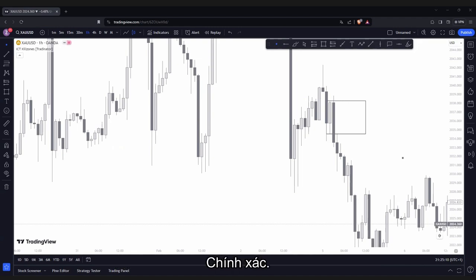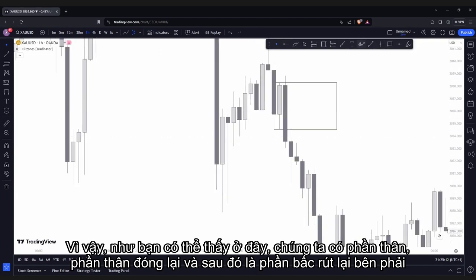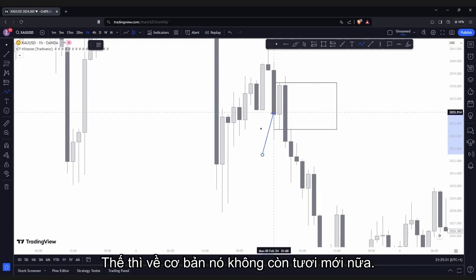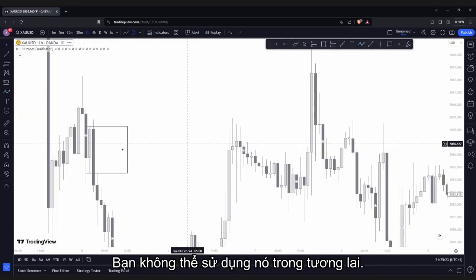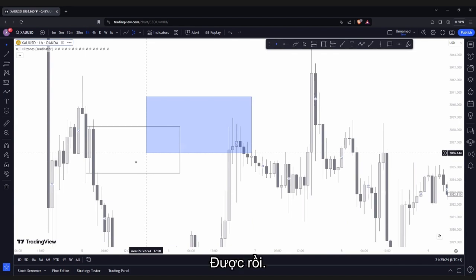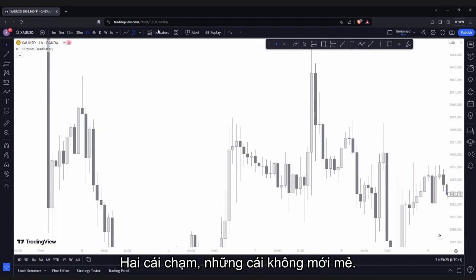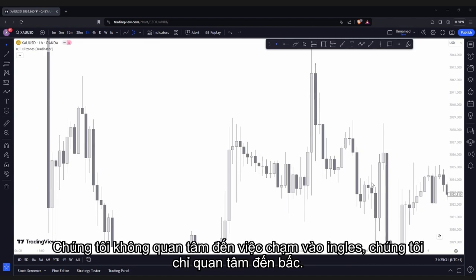Body, then wick, exactly. So as you can see right here, we have a body closure, and then a wick. Pull back right here, then basically it is unfresh. You cannot use it in the future, all right? Do touches make it unfresh? Okay, we don't care about the touches for the engulfs, we just care about the wicks.